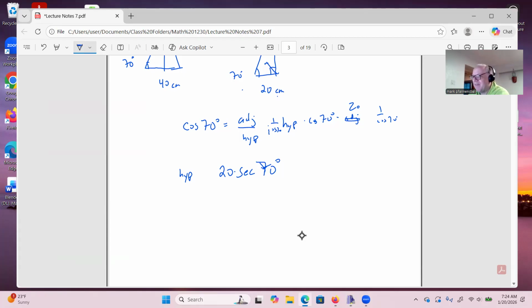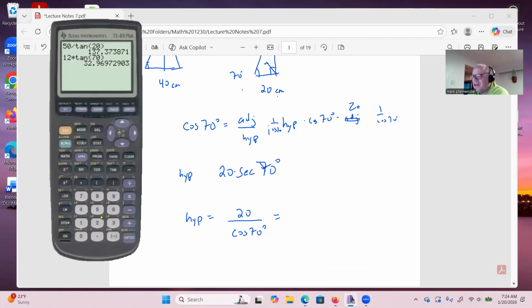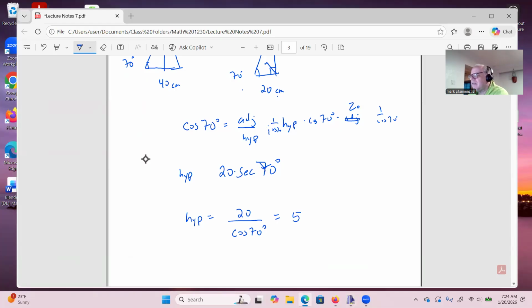So we're going to say the hypotenuse is equal to the adjacent side, 20, divided by the cosine of 70 degrees. And that's how we're going to figure this out. So we plug this into our calculator. We have 20 divided by cosine of 70 degrees. That's going to be kind of a small number. Divided by a small number gives us a big number. So we end up with 58.47.